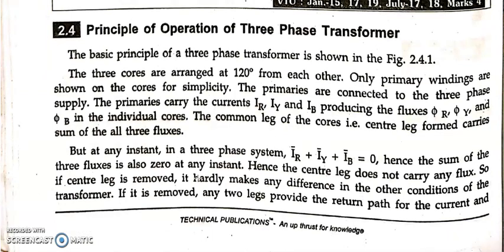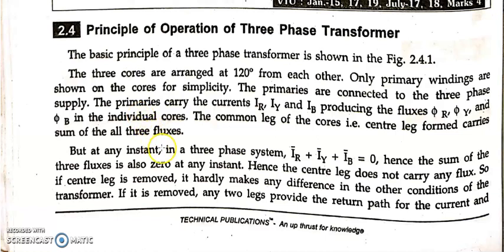Now coming to the principle of operation of 3 phase transformers. The principle of operation is very similar to that of single phase transformers. Only one thing is different: the 3 windings are 120 degrees electrically apart from each other. In the primary we have the 3 currents, IR, IY, IB, with respect to red, yellow and blue, which produce their own fluxes, phi R, phi Y, phi B, in the individual cores. The common leg of the cores, the center leg, will carry the sum of the 3 fluxes.